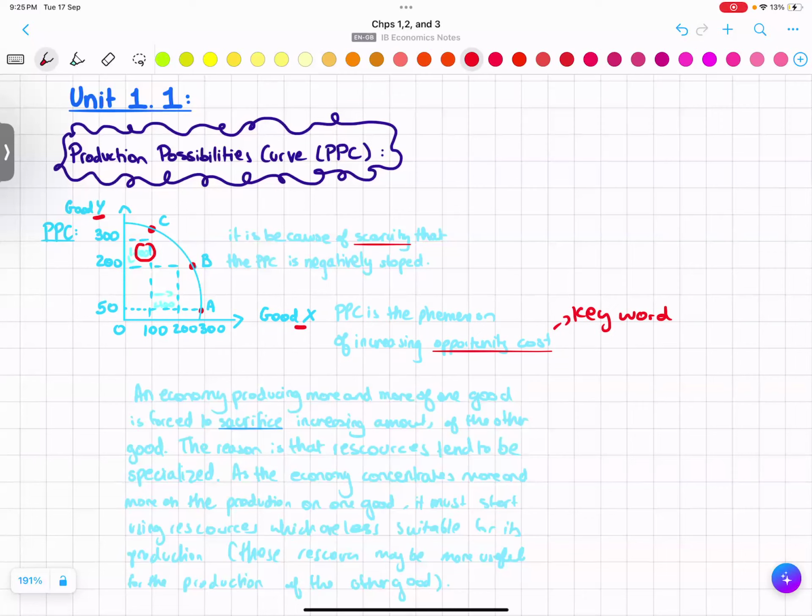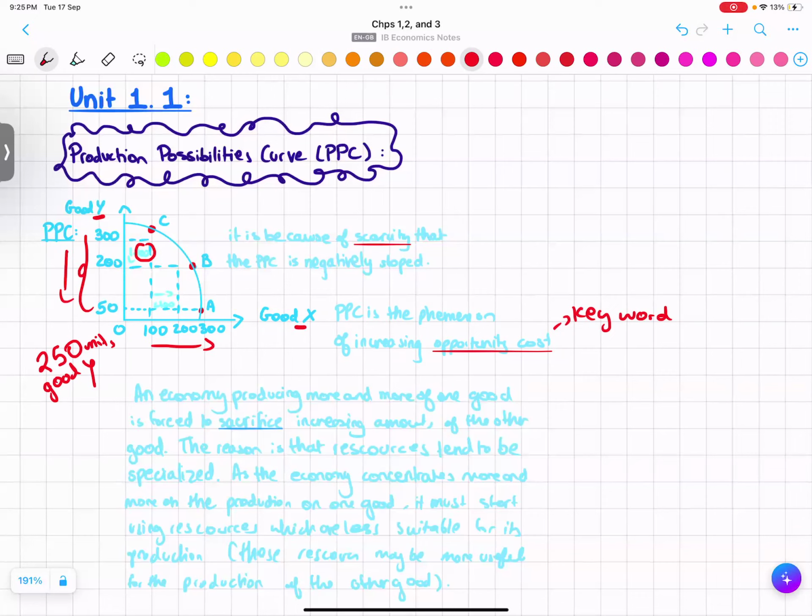So the opportunity cost, if you do this whole shift, is going to be 250 units of good Y. Okay, so yeah, 250 units of good Y. So this is why the PPC is the phenomenon of increasing opportunity cost.